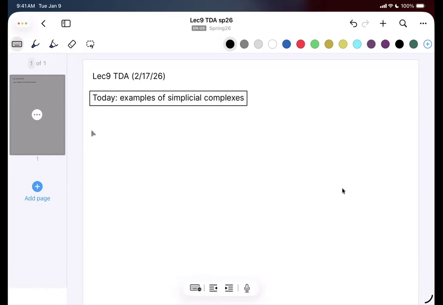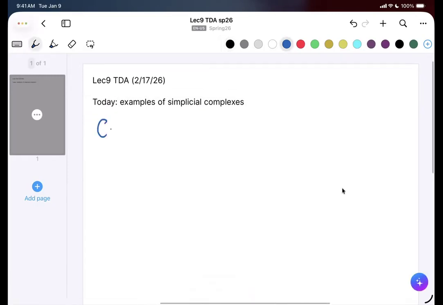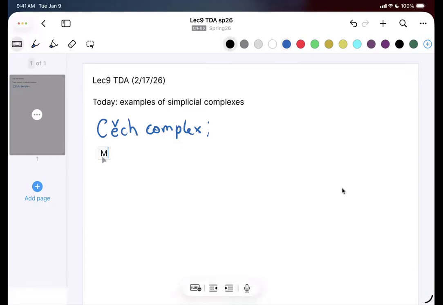So one of the most important ones is called the Čech complex. I think it's a Polish name, so you have to write the C with this symbol. So this is called the Čech complex. And now, motivated by an example, which you can think of as concrete, which I had mentioned before, this sensor coverage problem. So here's a motivation for this complex.